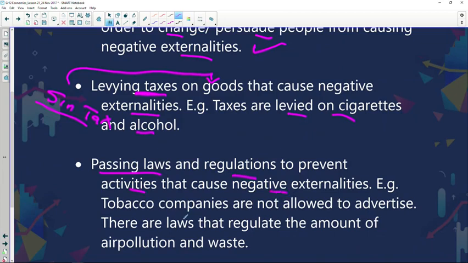For example, the tobacco companies are not allowed to advertise. So this was quite a good move because the advertising campaigns that they were using were so good. They made smoking look like something that is so attractive to people that don't smoke because of how cool it was portrayed or perceived to have been.